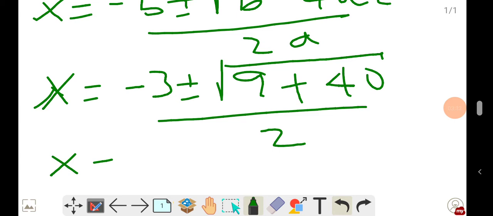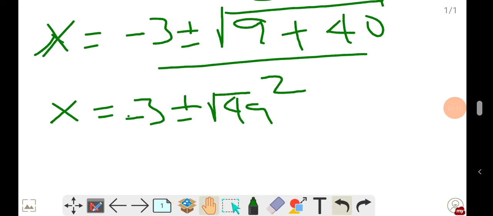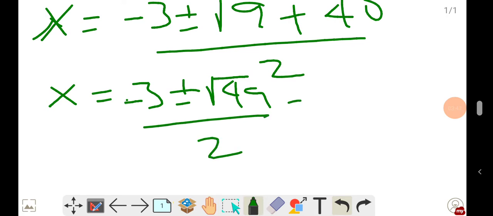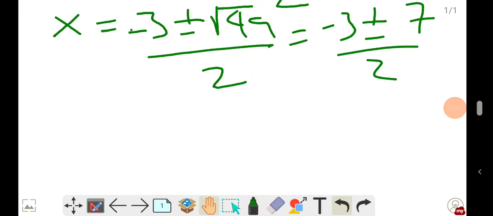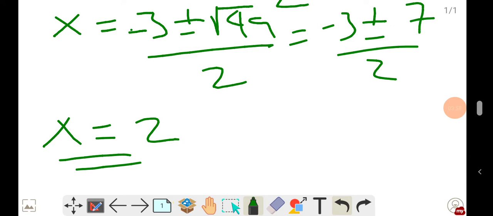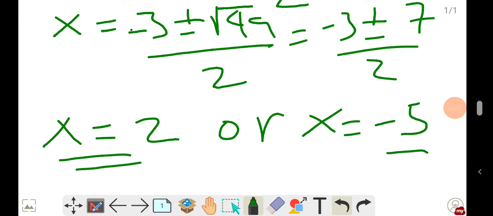Therefore x is equal to negative 3 plus or minus the square root of 49 over 2, which is negative 3 plus or minus 7 over 2. Therefore the value of x will be negative 3 plus 7, which is 4 over 2, which is 2. This is one of the answers. We can take the plus, or the other answer, we'll take the negative. Negative 3 minus 7 will be negative 10 over 2, which will be negative 5. So these are the two answers. Using the formula, we have got the two solutions for the given quadratic equation.